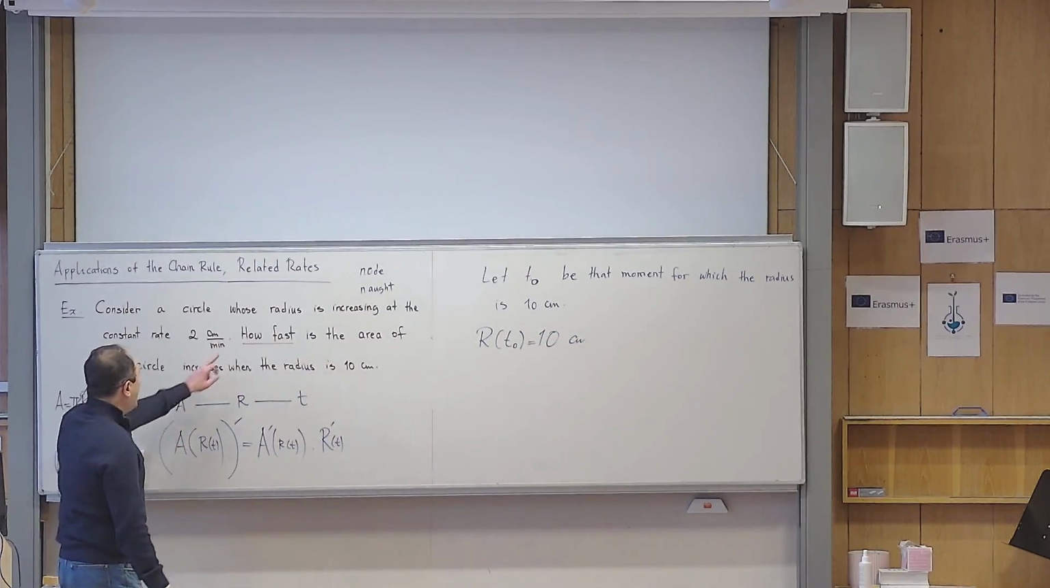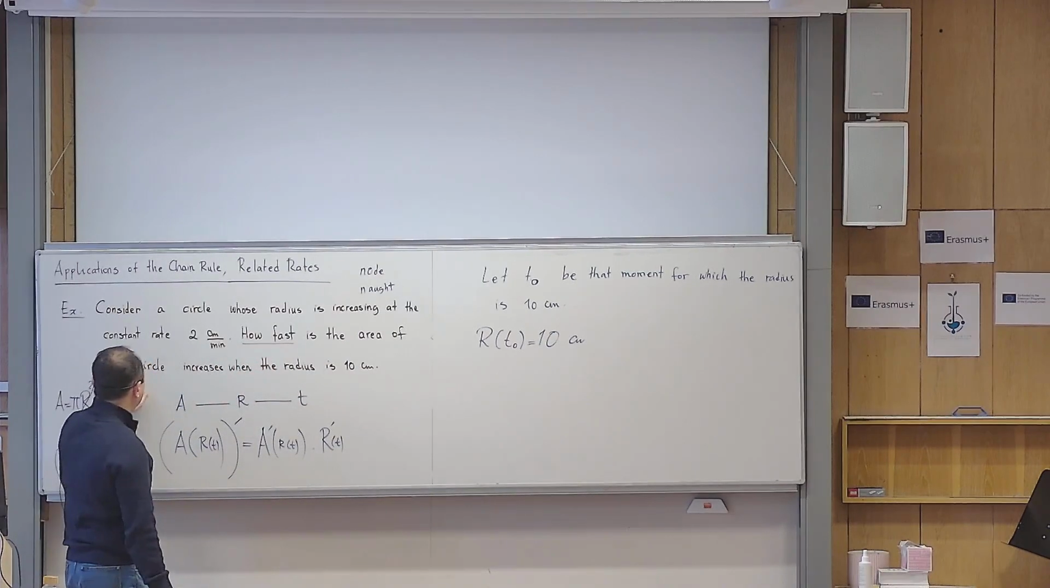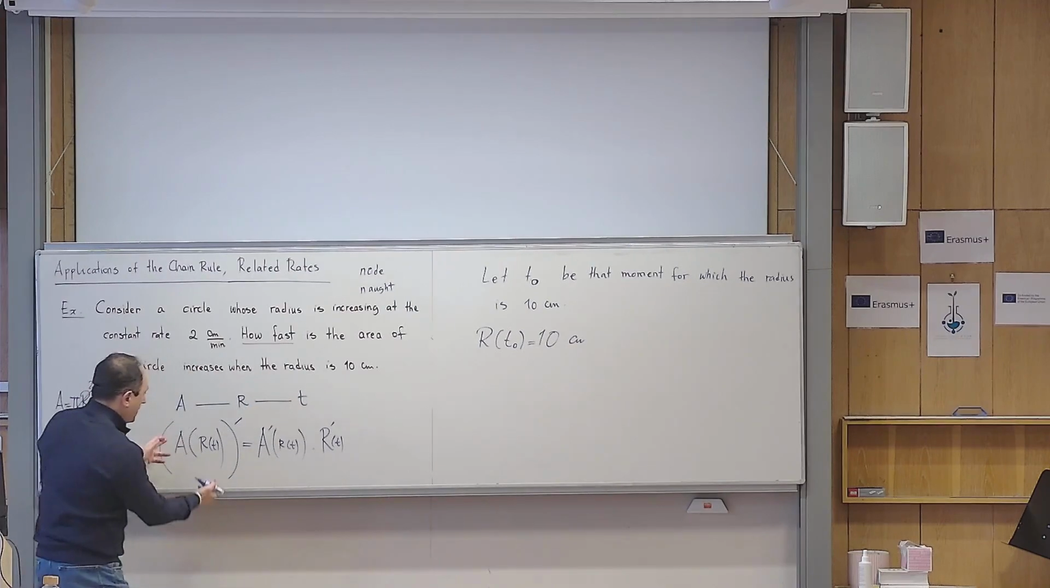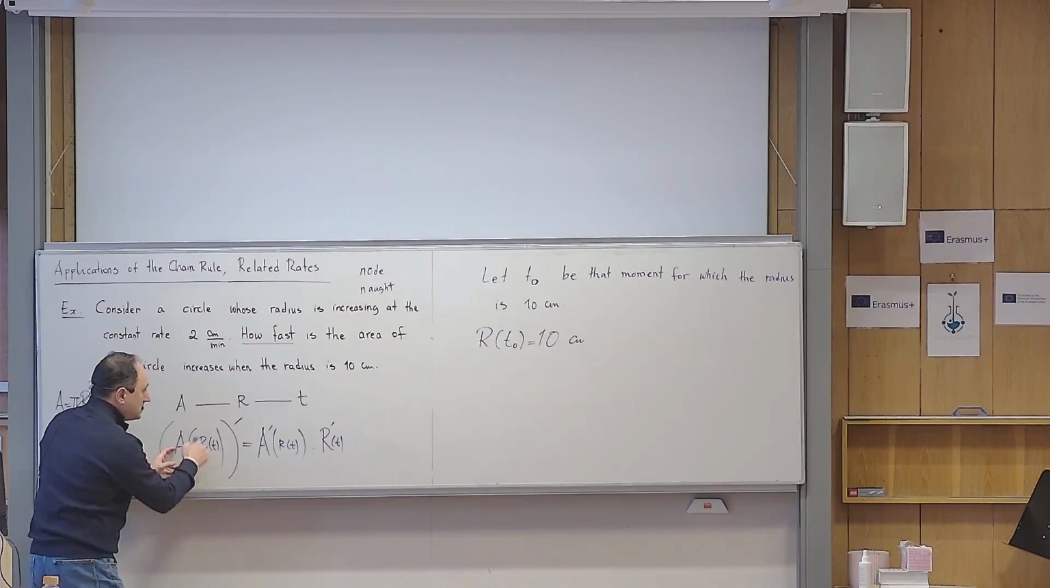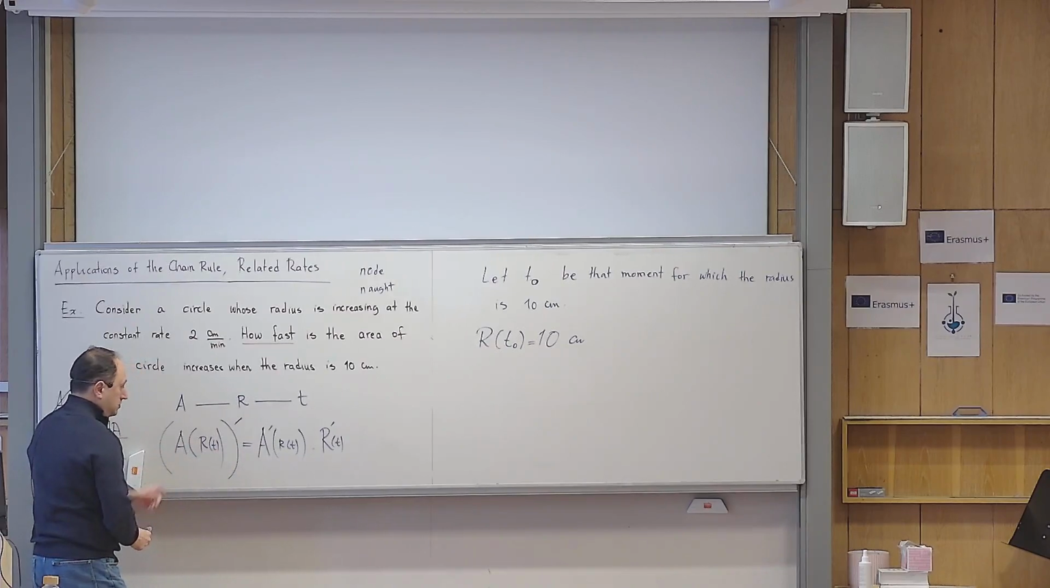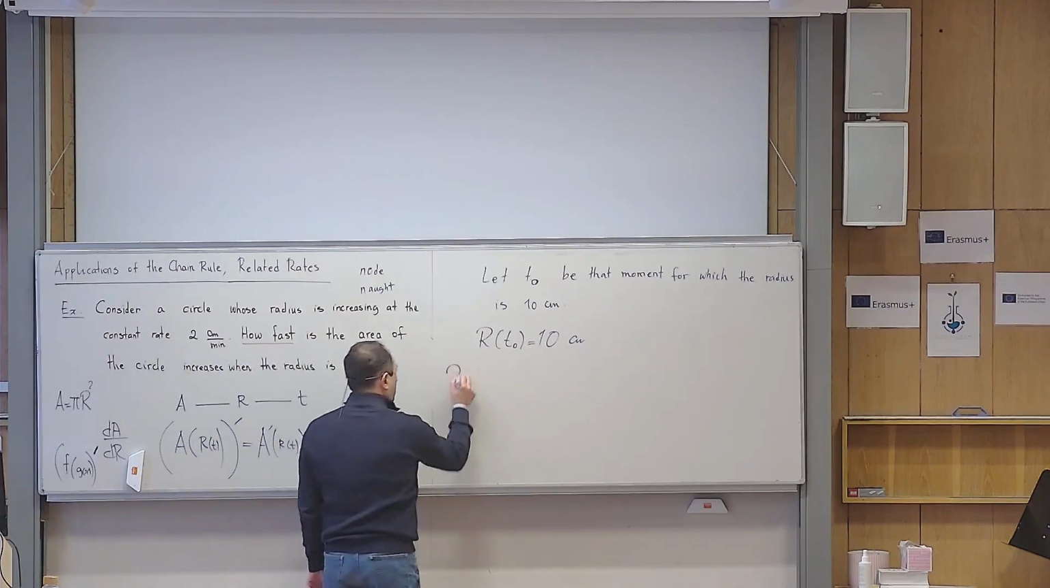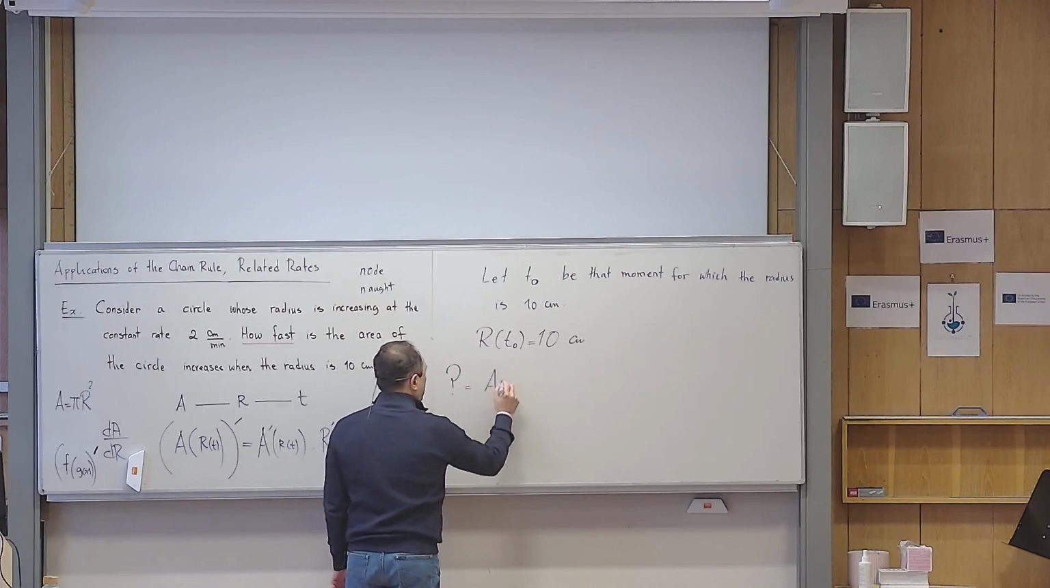Okay, now how fast is the area of the circle increasing when the radius is 10? It means that I am interested in this quantity, but when t is t0. So it means that the question mark wants me to calculate this.